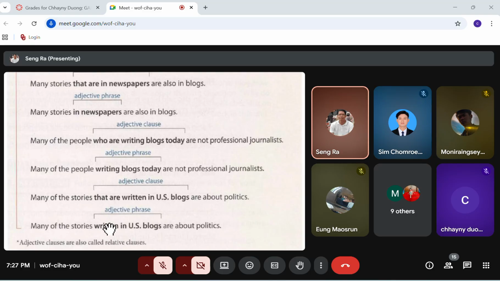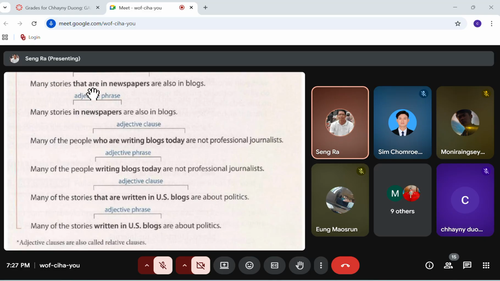So "written" is "which are written" or "that are written" reduced. This is a passive. We know that: story written, not story write. A story cannot write. A story is an inanimate object. It doesn't have life. It's not a living thing. So it cannot write, but it can be written. So stories written in the US blogs. They come in pairs, everybody.